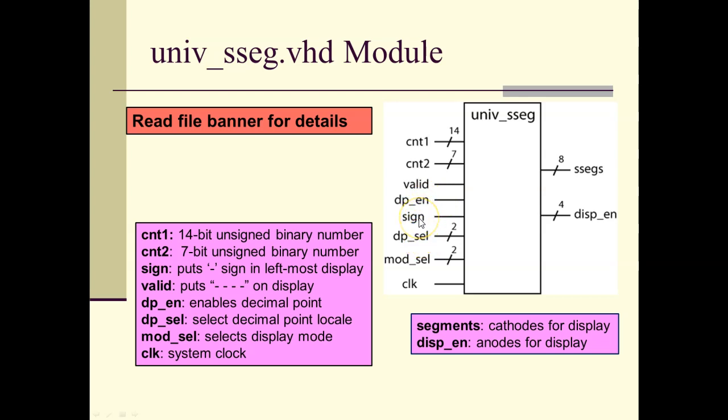You can declare a signed number. It runs in 3 different modes, so you have to select which mode it runs in when you instantiate it, and that's about it. Once again, I can't tell you exactly how this works at a low level, but I can tell you how it works at a high level. All the information is in the file banner, so read the file banner for details.